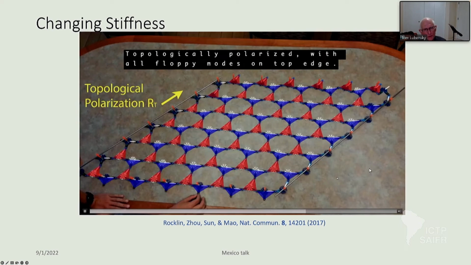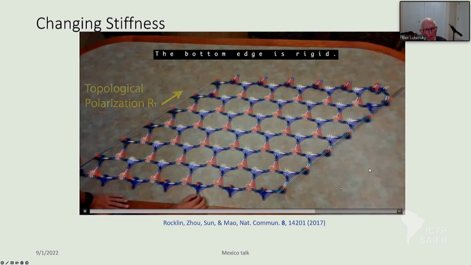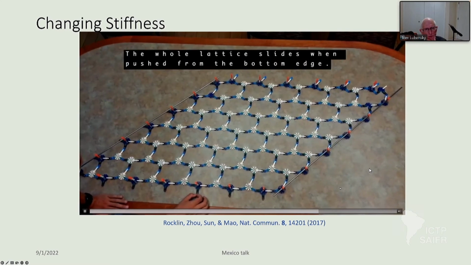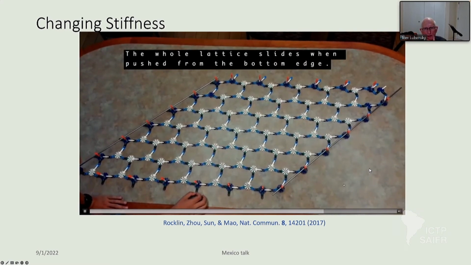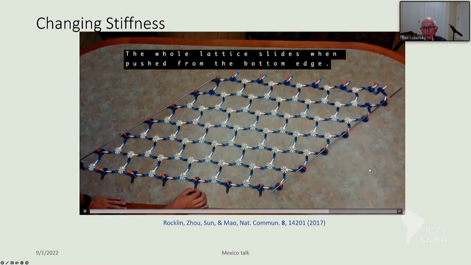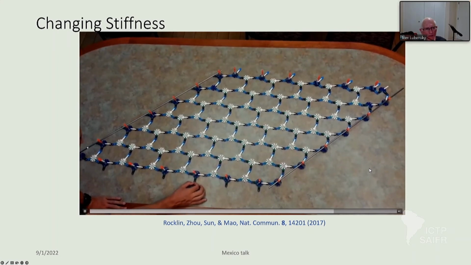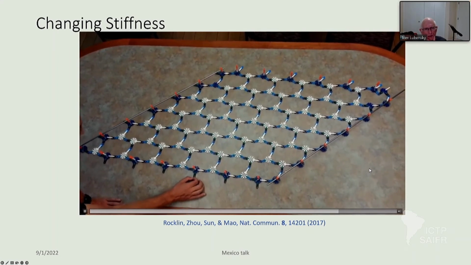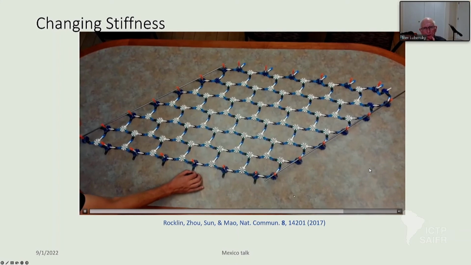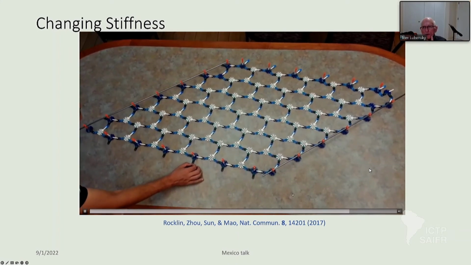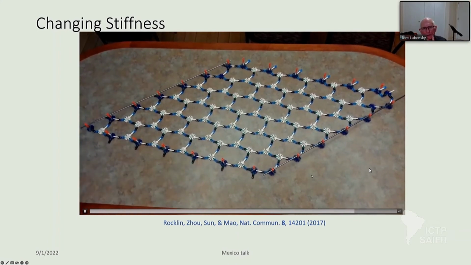So he's going to push. It's not invaginating. The whole lattice is moving, which says that we have no softness on this side. This side is rigid. What happened? Well, let's look at the other side.